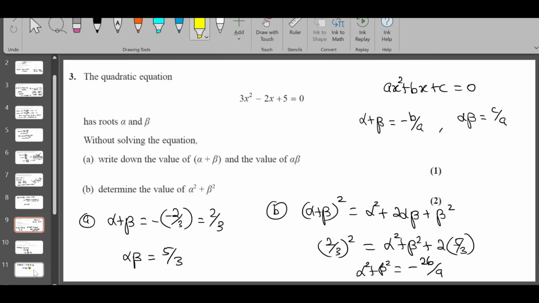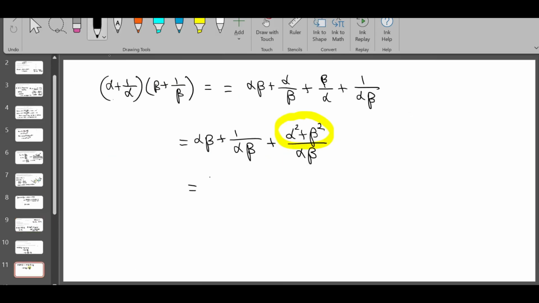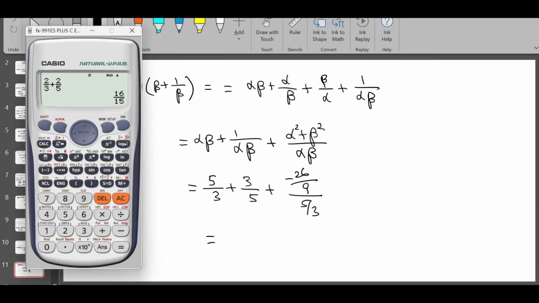So I'm going to use all the known values here. Alpha beta is 5 over 3. 1 over alpha beta is going to be the reciprocal of it, plus alpha square plus beta square, minus 26 over 9, divided by 5 over 3. We'll get this answer. So 5 over 3 plus 3 over 5 plus minus 26 over 9 divided by 5 over 3. 8 over 15.